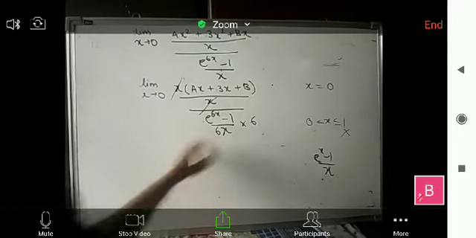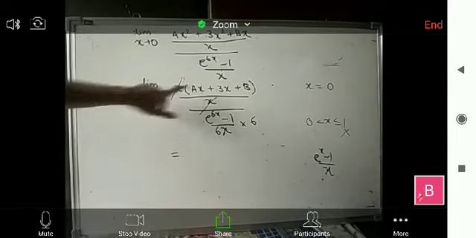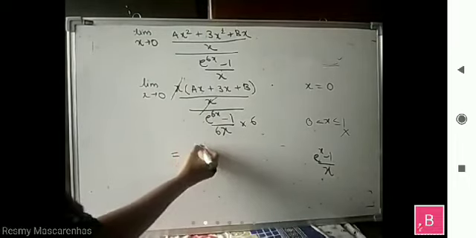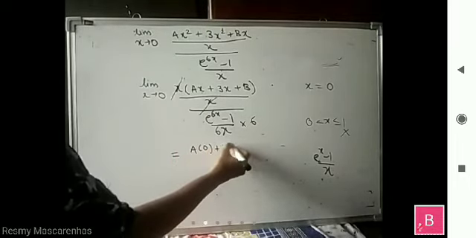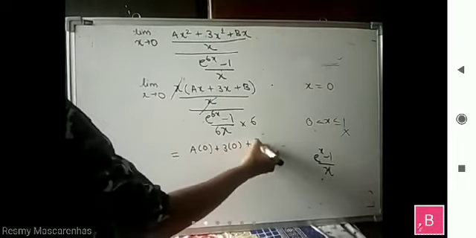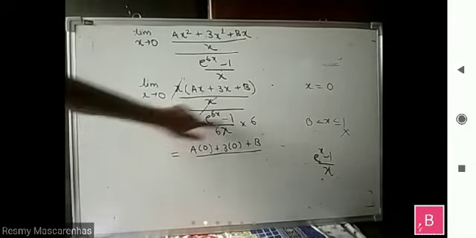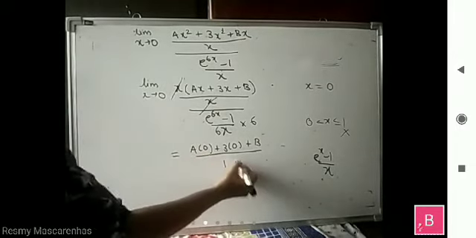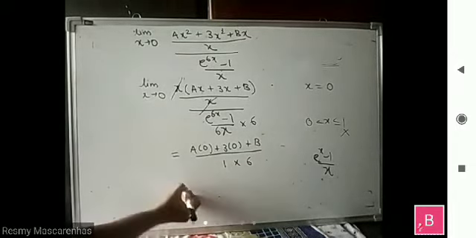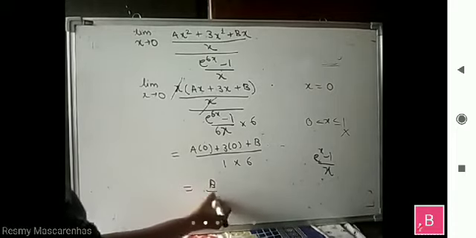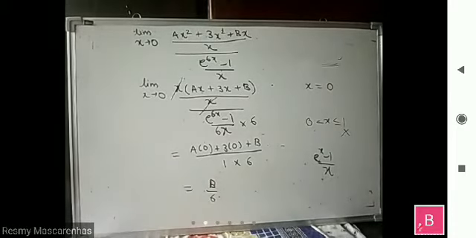Once it's balanced, now substitute. Now I can put the value of x as 0. So this will be 0, 3 into 0 plus b, upon, what is the value of this? 1 into 6. So the answer will be b upon 6. So your left hand limit is b upon 6.